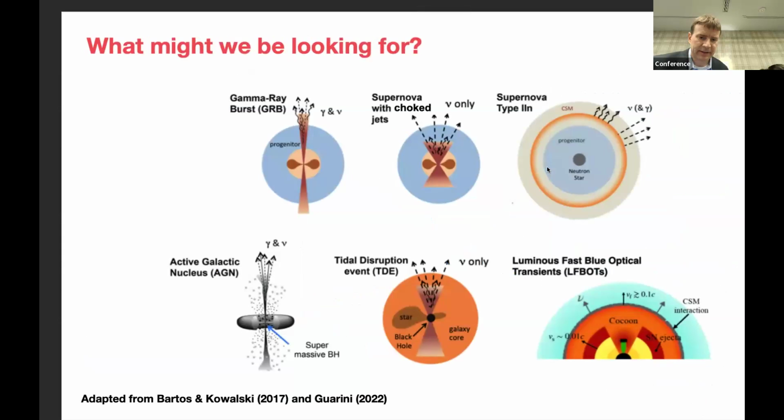So what might we be looking for? If you're doing follow-up in real time, you're caring about time-varying sources, and these are the main ones that would have potentially X-ray emissions. You have gamma-ray bursts, you have supernovae with choked jets, you have supernovae with circumstellar material interaction, you have AGN, of course, including blazars, you have tidal disruption events, and you also have luminous blue optical transients. So these are the main 6 source categories that would be targeted by our program.